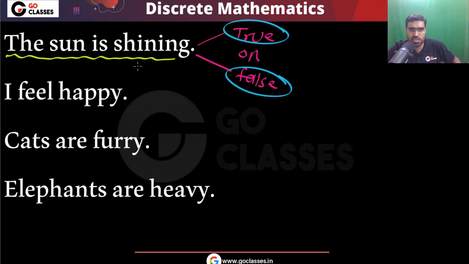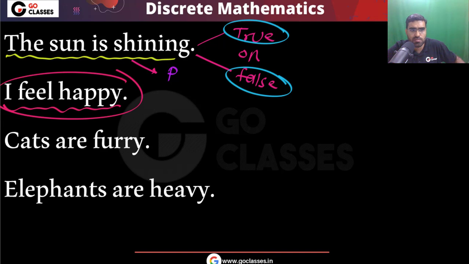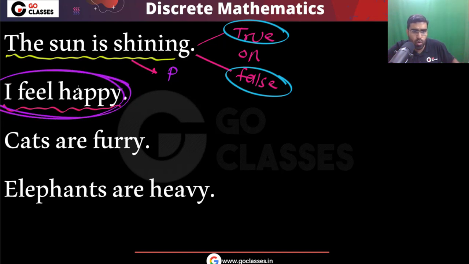Because this is a proposition, you can represent it by a propositional variable A. You can use A or you can use P, that is your choice. Let's represent by P: I feel happy. This is also a declarative sentence which is either true or false. Either I feel happy or I don't feel happy. But it cannot be both. At any point of time, in any situation, either this will be true or this will be false.